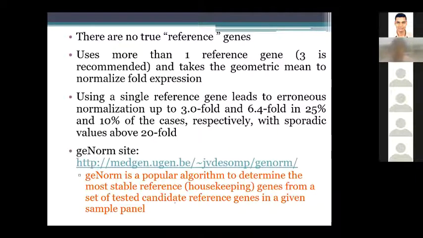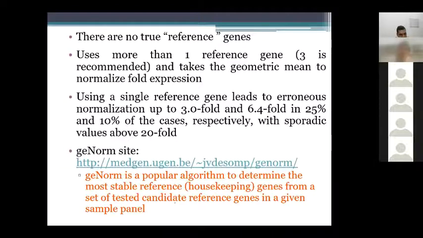So you see, if your result varies by 3-fold and 6.4-fold, you will think that your expression is significant, but it may be due to picking the wrong reference gene. So always take 3 reference genes and go for the geometric mean to normalize your fold expression.